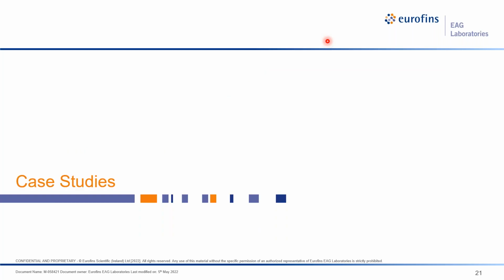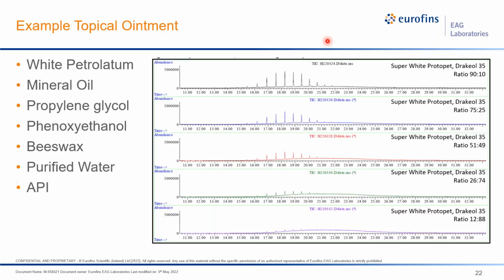So now that we've gone through the background of this testing, let's get into some individual case studies and how we approach those difficult problems. The first case study I want to go through is an example of a topical ointment. Topical ointments tend to have hydrocarbons. Like we talked about, hydrocarbons can be really difficult. In this particular formulation, you're going to notice 3 hydrocarbons: petrolatum, mineral oil, and beeswax.